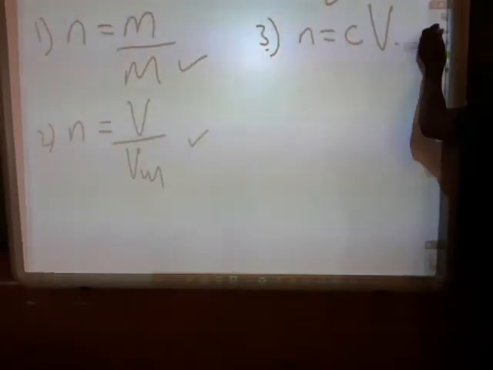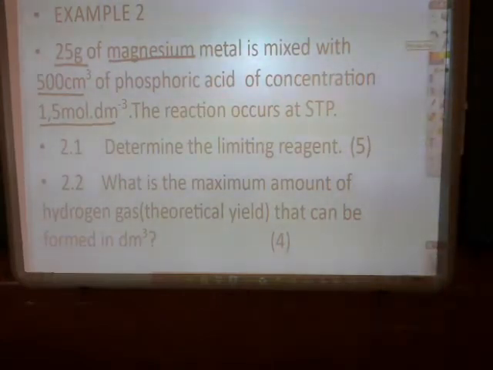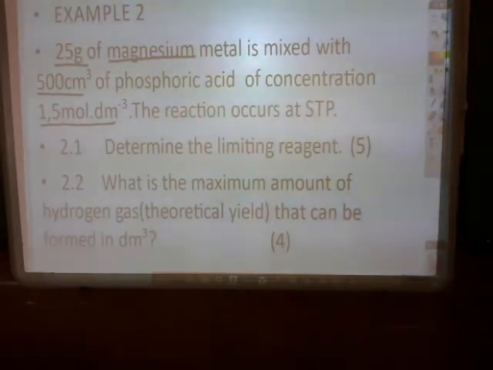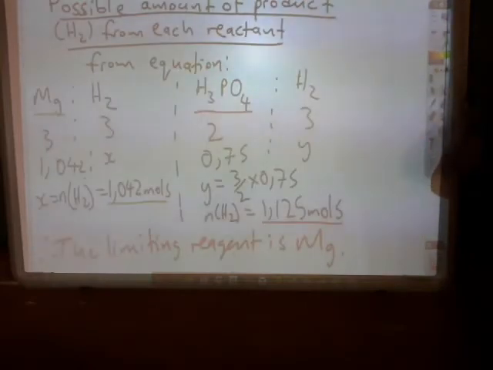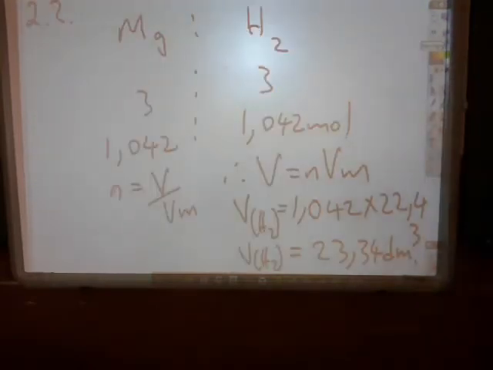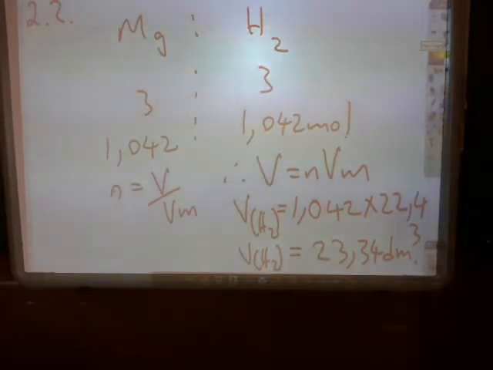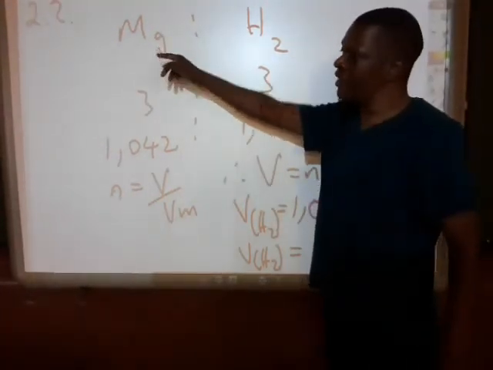Let's look at 2.2. In our example, what is the maximum amount of hydrogen gas, which we can refer to as the theoretical yield, that can be formed in cubic decimeters? Right, we are going to use our answer from 2.1. The amount of a product is determined by the limiting reagent, and our limiting reagent is magnesium.